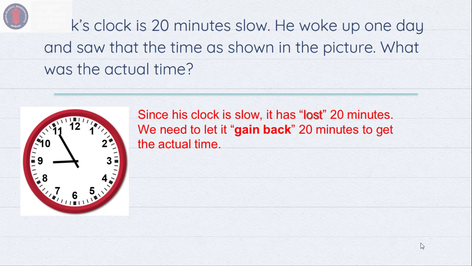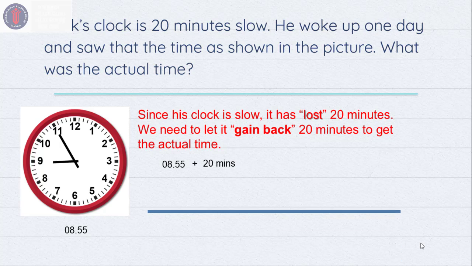We need to let it gain back 20 minutes to get the actual time. Remember, if it is slow, you have to add because it has lost 20 minutes. So when we need to gain back the 20 minutes, you have to add. See this one, 8:55, 5 minutes to 9 plus 20 minutes. You can use the timeline to add it. So 8:55, how many more minutes to the next hour?